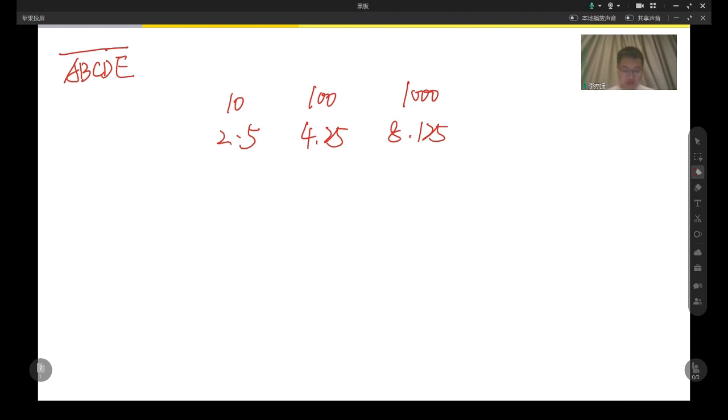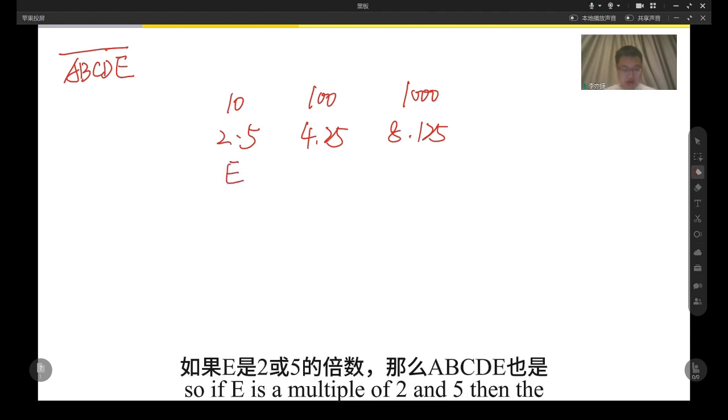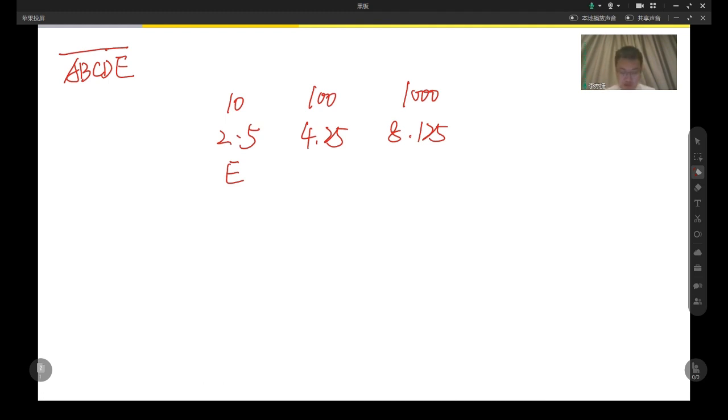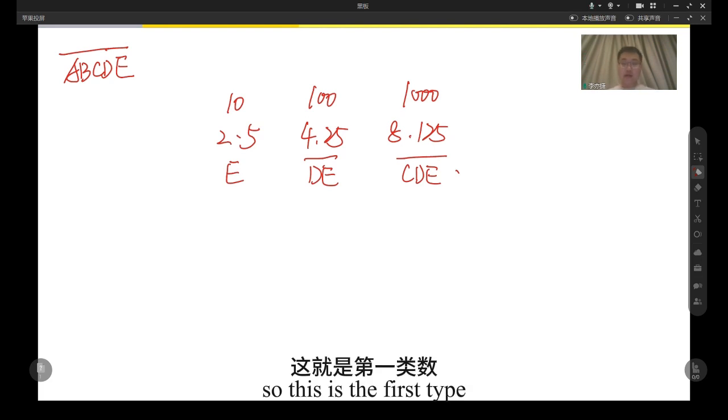For 2 and 5, we just look at E. So if E is a multiple of 2 or 5, then ABCDE is as well. For 4 and 25, we look at DE, the last two digits. And for 8 and 125, we look at the last three digits, CDE. So this is the first type. We look at the last digits.